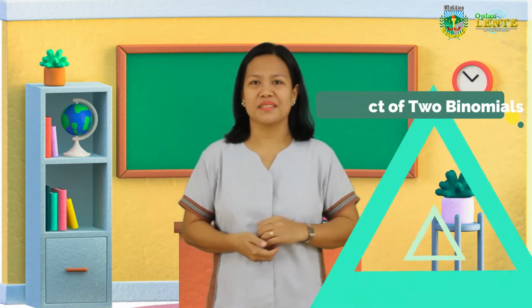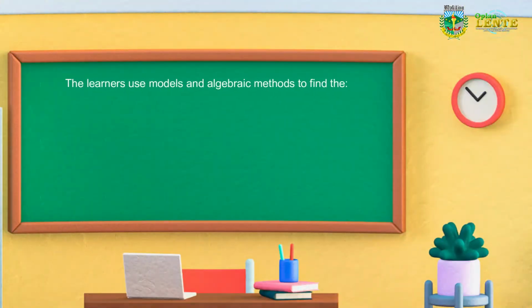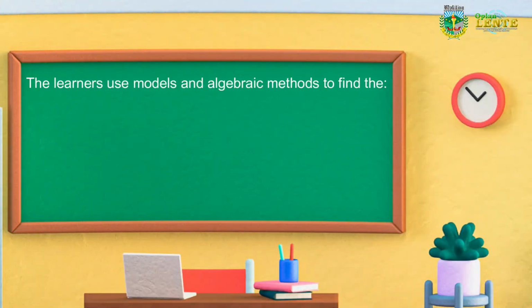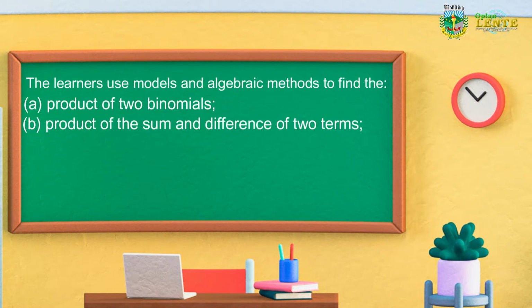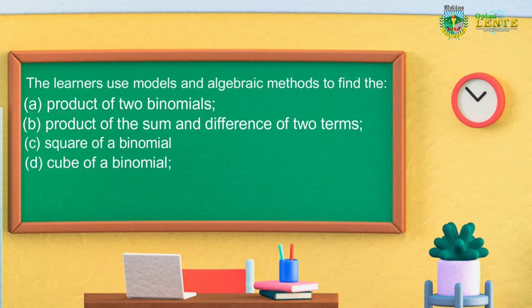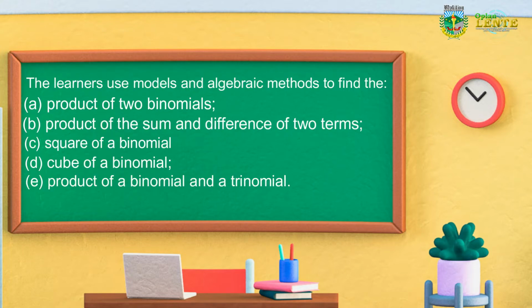Today, we will learn more about special products, specifically the square of a binomial and the product of two binomials. For our today's MELCs, we will use models and algebraic methods to find the: A, product of two binomials; B, product of the sum and difference of two terms; C, square of a binomial; D, cube of a binomial; E, product of a binomial and a trinomial.